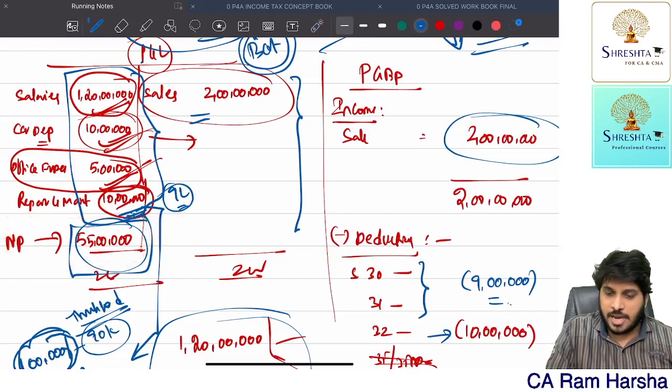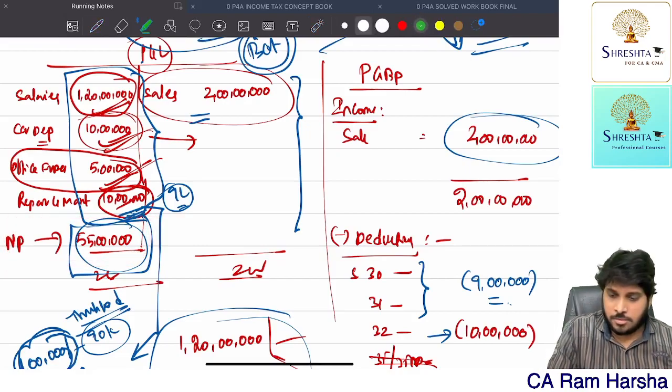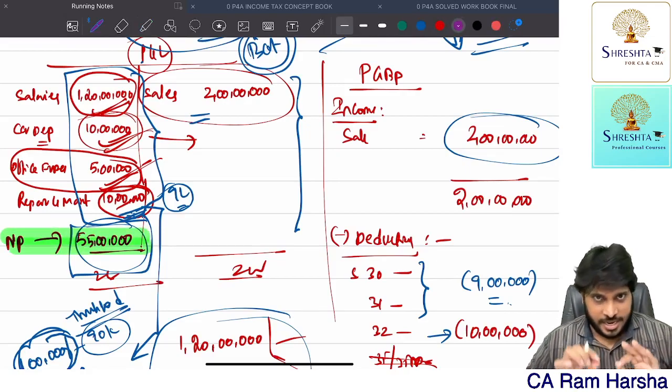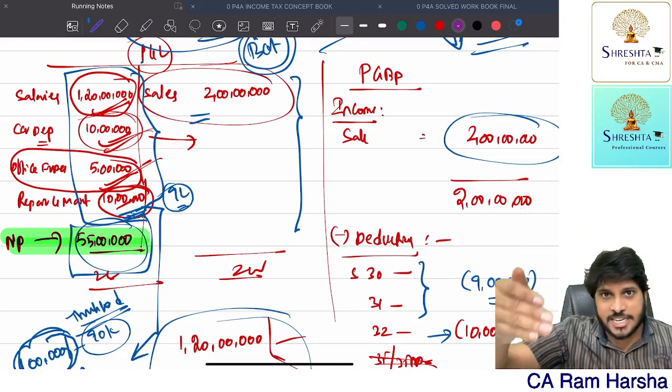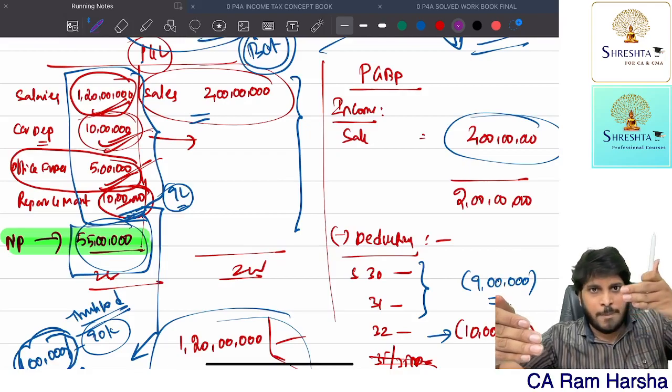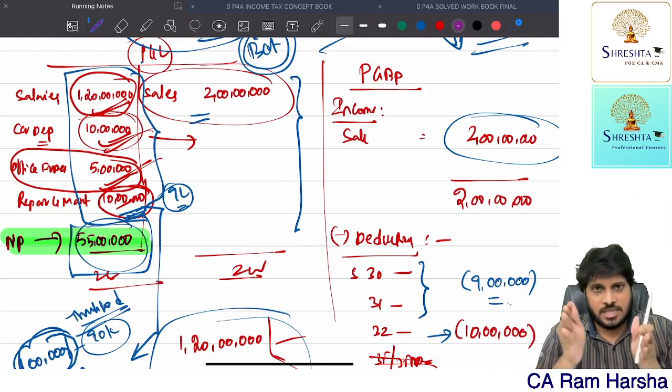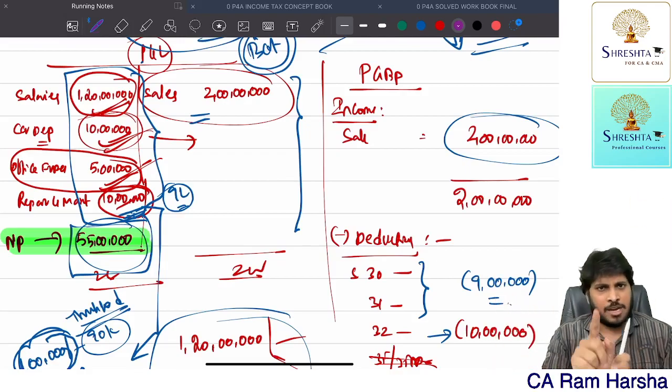Just a minute. Let me highlight it with a different color. How did this 55 lakh rupees come? This 55 lakh rupees in the profit and loss account was computed by adding all credit items and, out of them, reducing all debit items. Then this 55 lakh amount has come, correct?